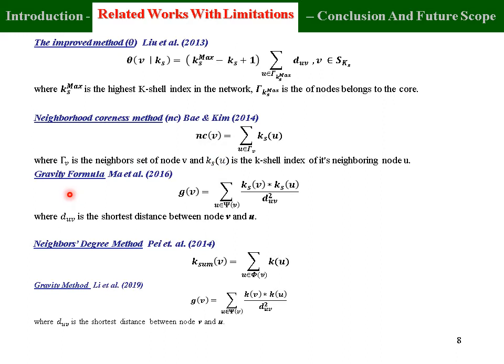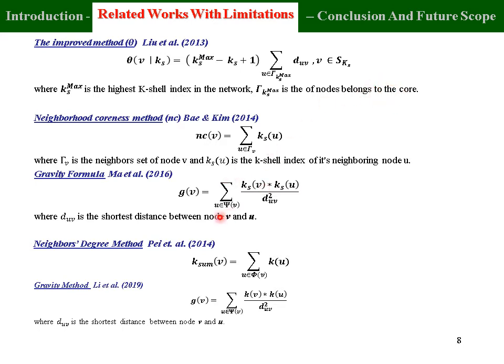Now in 2016, Maitol proposed the gravity formula. In this case, they computed the measure following the gravity formula. Suppose for a node V we want to compute it using the gravity formula. Then Ks(V) is the KS index of V, and U is one of its neighbors, which can be any node from the first level of neighborhood, or the second level, or the third level. Ks(U) is the KS index value of U, and d is the distance between the concerned node and the node U.